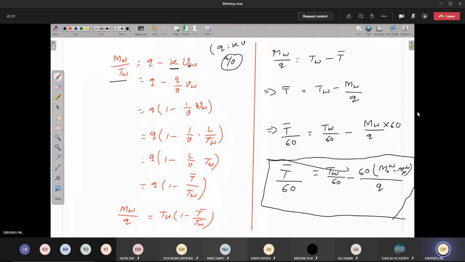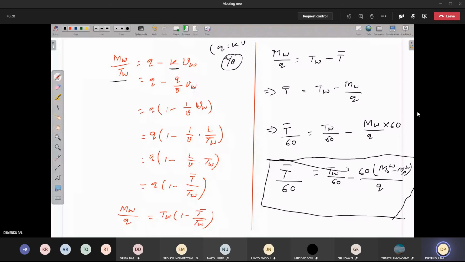What is BW? BW is the velocity of the test vehicle when it was running with the stream, right? And this B is the velocity of the total stream. Okay. Now here I can take Q common, so I have taken Q common. What is left? 1 minus 1 by B into BW.